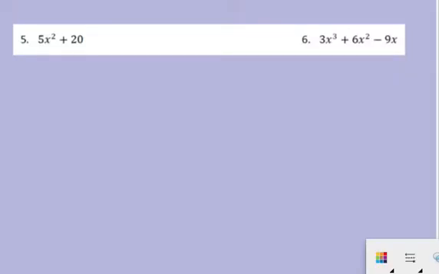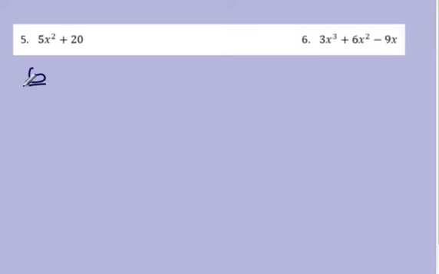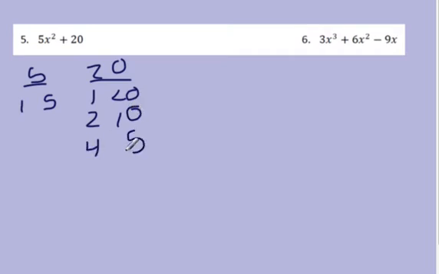Now, let's take a look at number 5. So I want to figure out what divides 5 and what divides 20. Well, what divides 5 is 1 and 5, and that's it. What divides 20 is 1 and 20, 2 and 10, 4 and 5. So the biggest number that divides them both is 5. Now I have an x squared in the first term, but I do not have any x's in the second term, so I can't take out any x's.